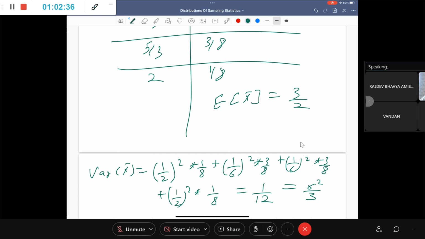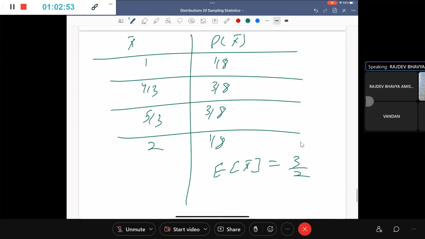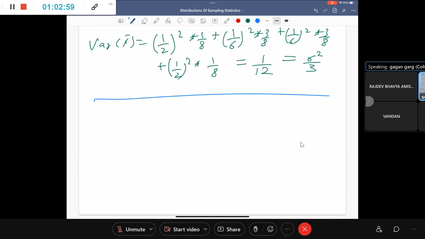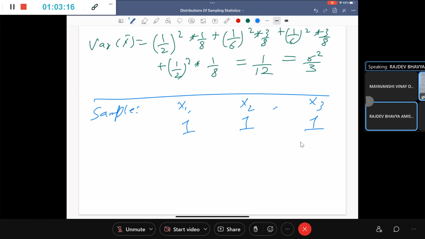Sir, I have a doubt. Let's say we take a sample of 1, 1, 1 of size equals to 3. So the x bar is coming out to be 3/2. If you take a sample, let me write it in a new page. What you're saying is you're taking x1, x2, x3, and x1 is 1, x2 is 1, x3 is 1. This is what you're saying? Yeah, right. Then how do you compute the x bar? Like mine one is coming out to be 1.